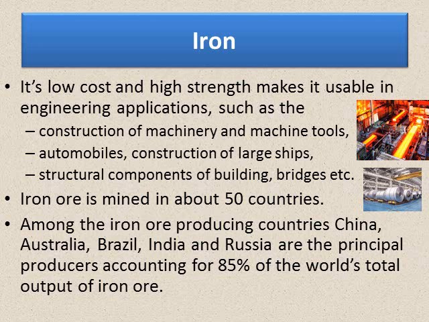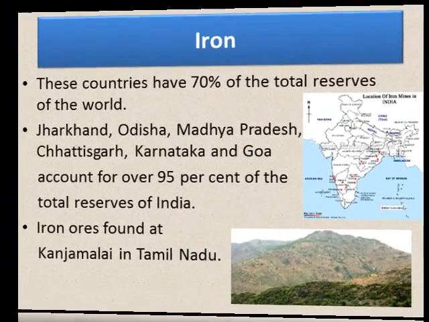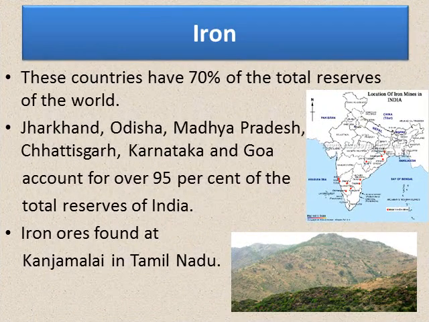Iron ore is mined in about 50 countries. You can see iron ore being mined out from 50 countries. Among the iron ore producing countries, China, Australia, Brazil, India and Russia are the principal producers, accounting for 85% of the world's total output of iron ore. Children, these countries have 70% of the total reserves of the world.